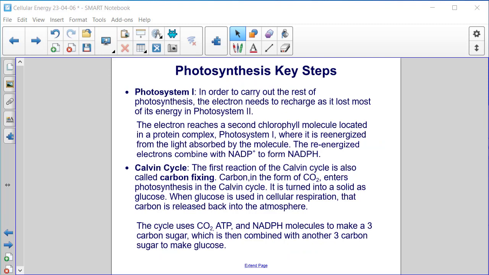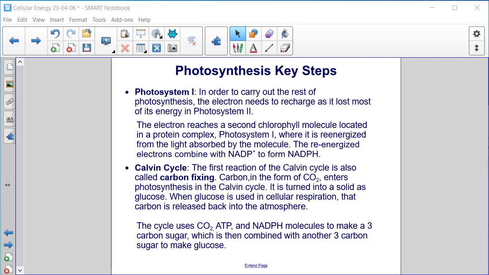Photosystem 1. In order to carry out the rest of photosynthesis, the electron needs to recharge as it lost most of its energy in photosystem 2. The electron reaches a second chlorophyll molecule located in a protein complex, photosystem 1, where it is re-energized from the light absorbed by the molecule. The re-energized electrons combine with NADP+ to form NADPH.